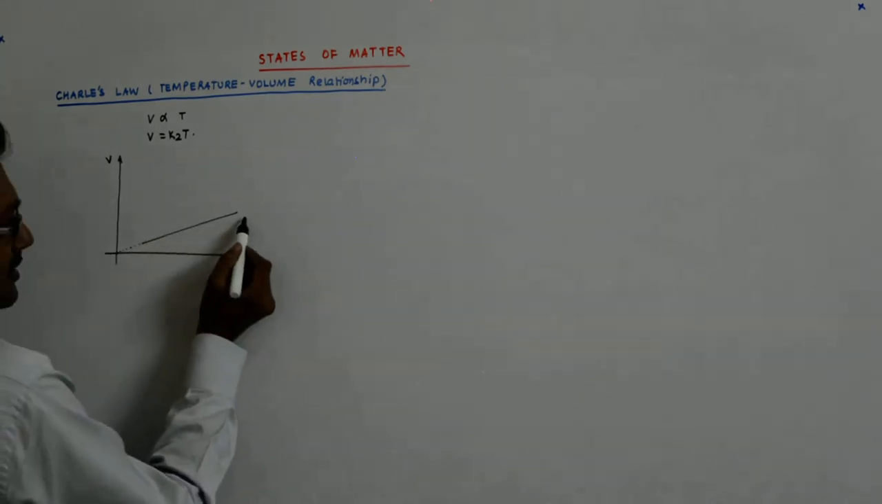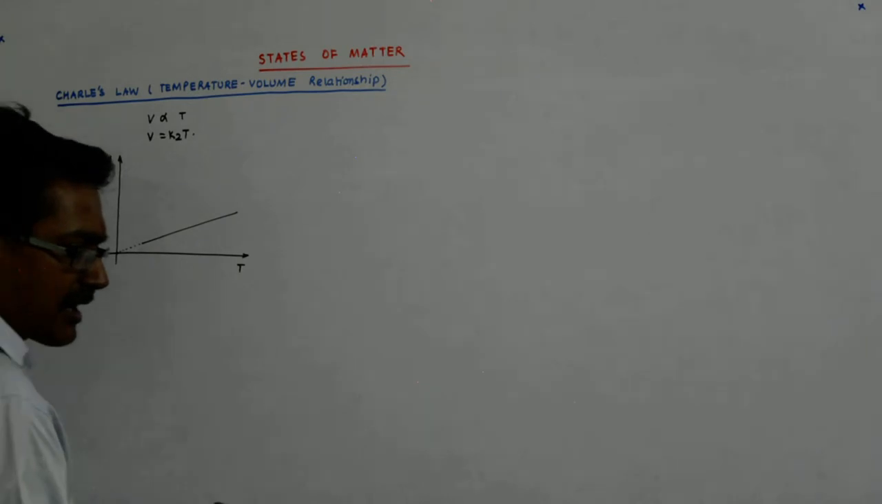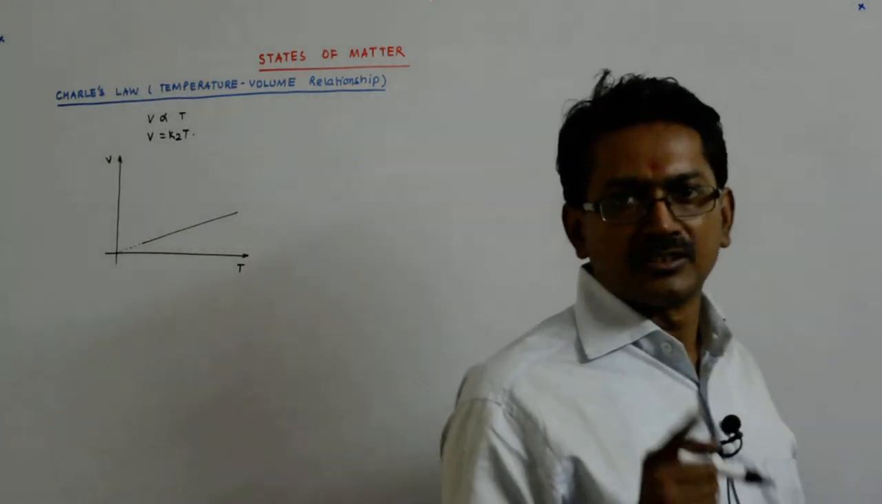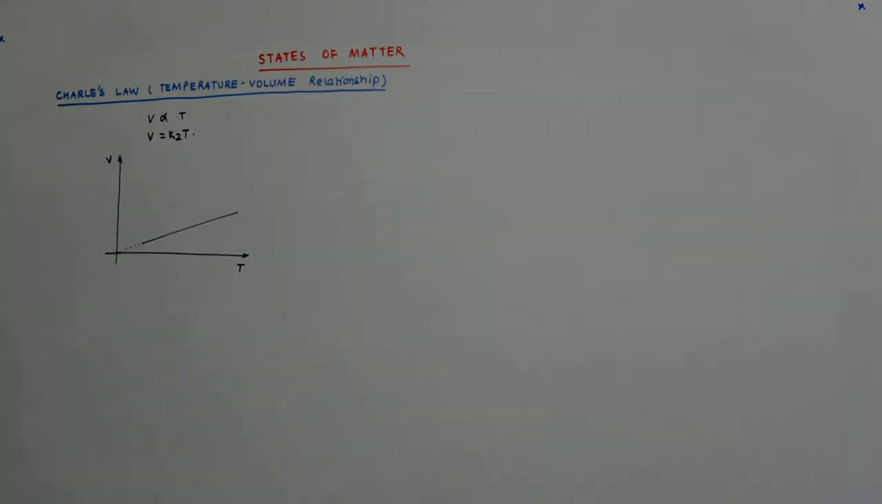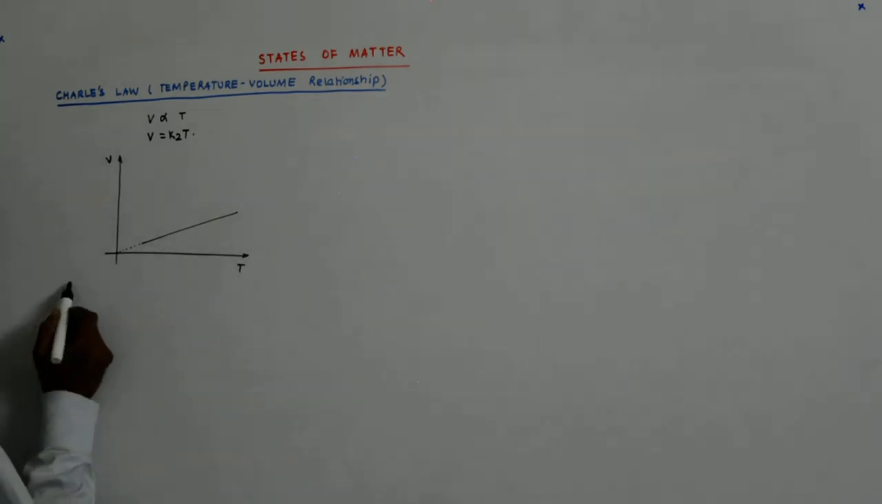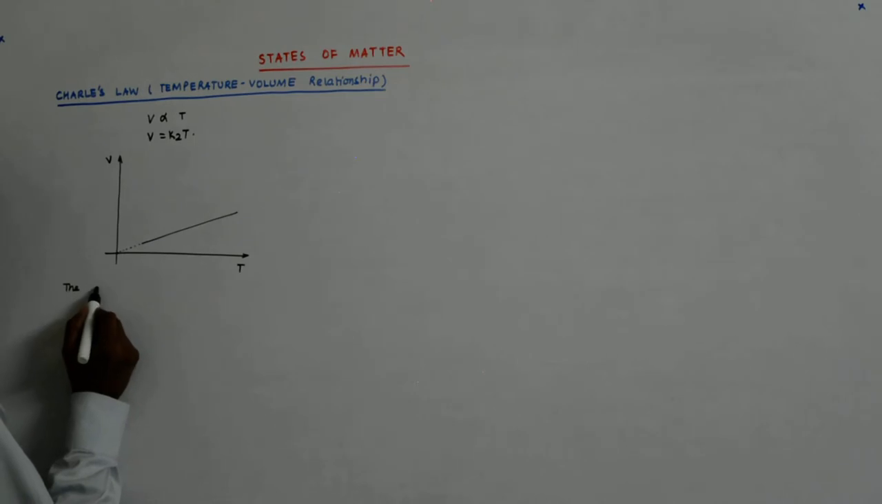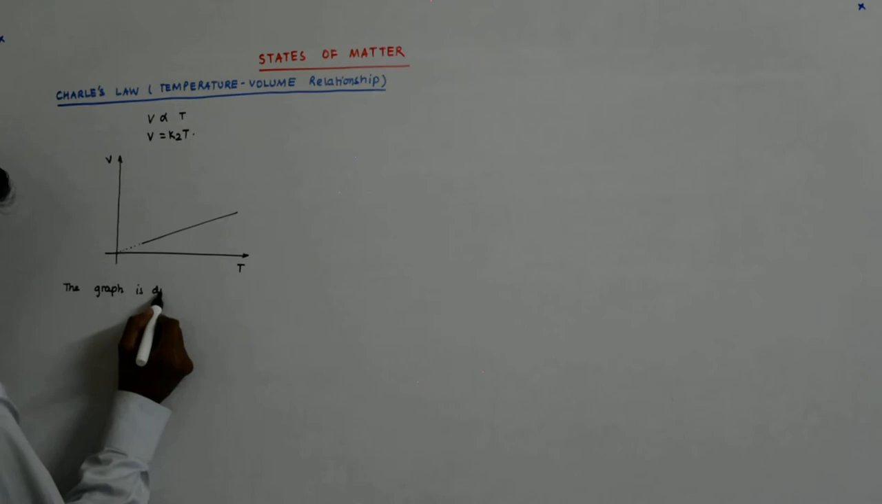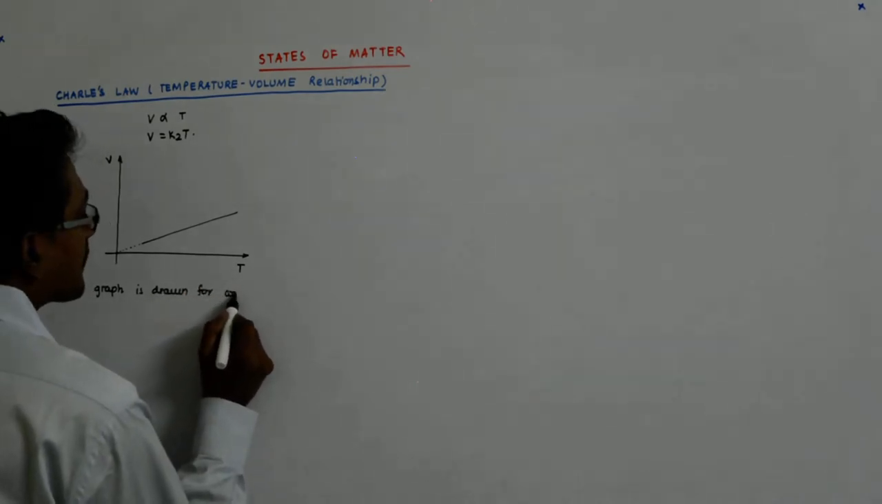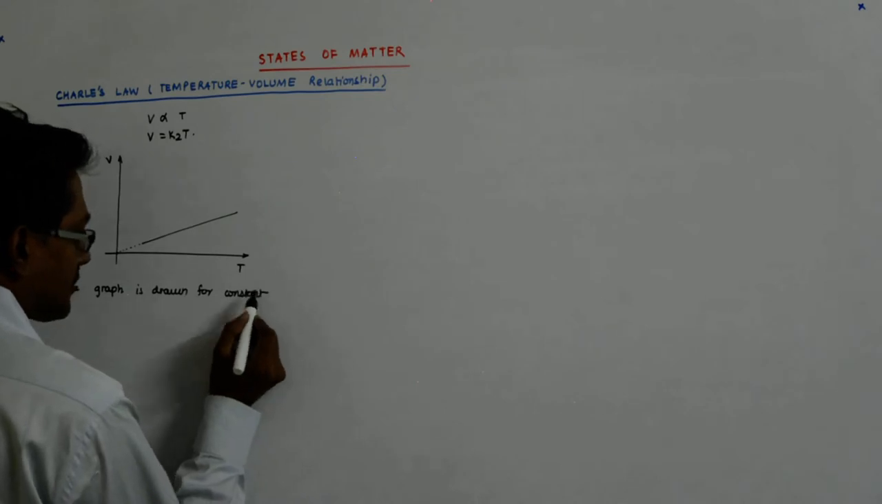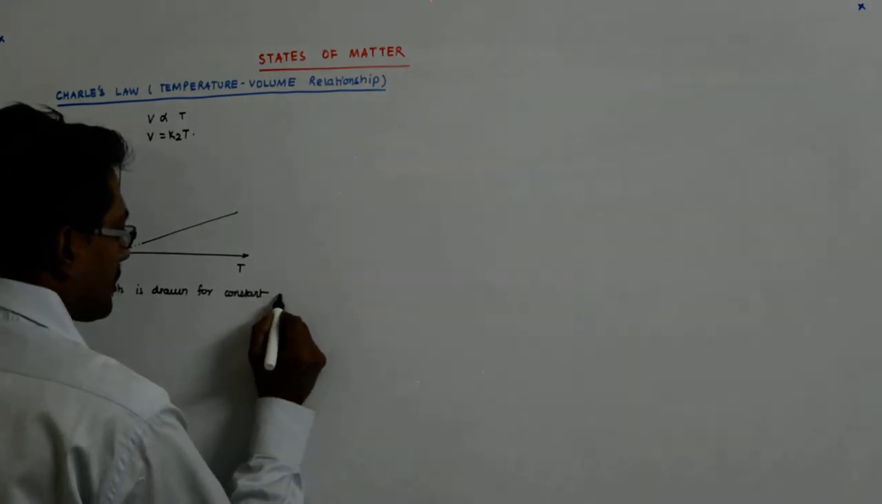So now these graphs are at constant mass and constant pressure. They're at constant mass and constant pressure. So these are called isobars. The graph is drawn for constant pressure.